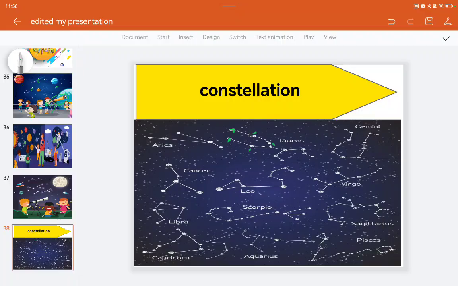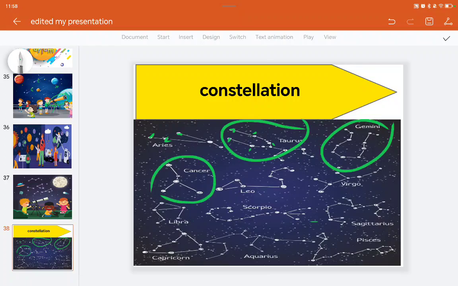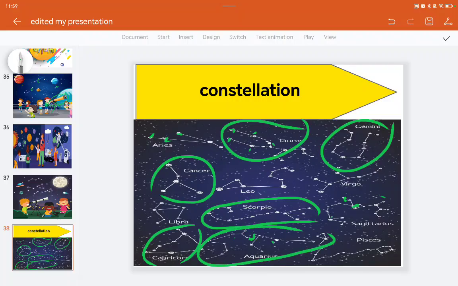A group of stars. Like this group. All these groups are groups of stars, right? So constellation is a group of stars. This is a group. This is another group. Okay, so constellation is a group of stars. Just a group of stars? No, it's a group of stars which forms a pattern.